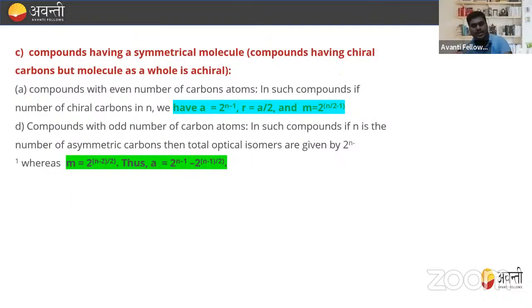Similarly, for a compound with an odd number of carbon atoms, if N is the number of asymmetric carbons, then the total isomers are given by 2 raised to the power N, and we can calculate M, R and A like this.